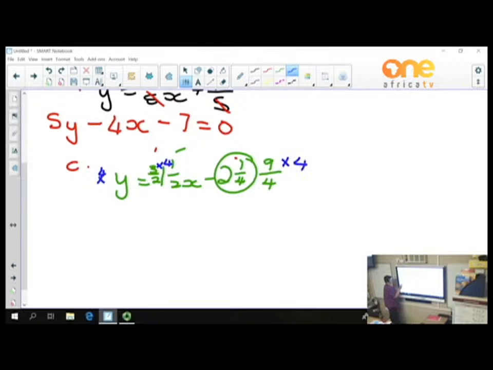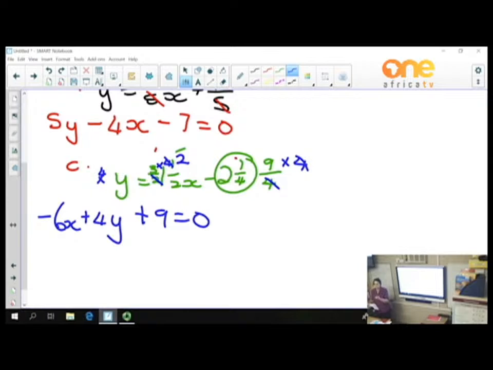What will it be? No, 2 goes in 4 twice. Minus 6x plus 4y, and here, plus 9 is equal to 0. Can you see? This is how we're going to do it. Look at this. I am going to ask it like that.